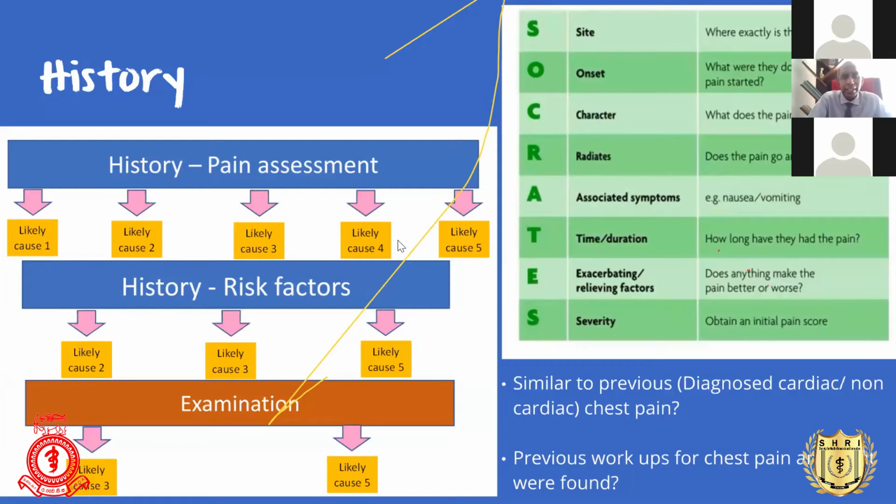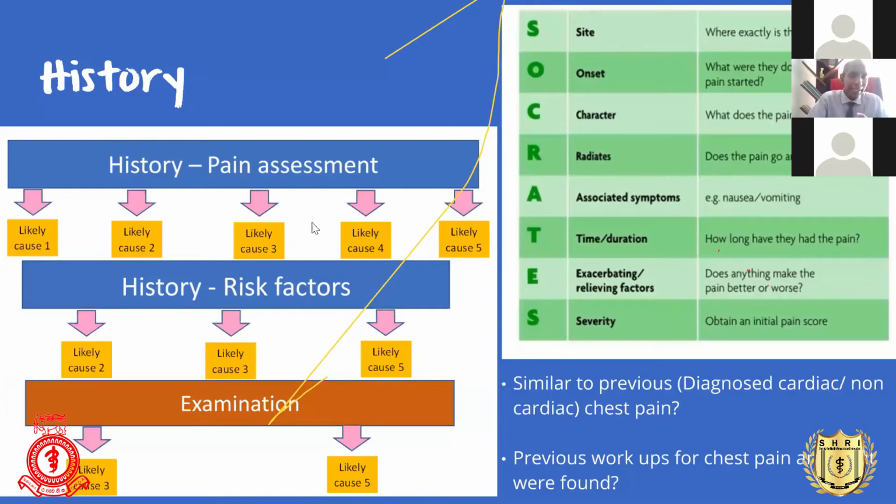From that history, you can have some idea. This pain sounds like this pathology, sounds like this, sounds like this. We can put it into some box of etiology so that you have some idea where you're going. And then in the history, we assess the risk factors. What are the risk factors if this patient's pain is suggestive of acute coronary syndrome? So what are the risk factors this patient has? And if this pain sounds like pulmonary embolism, so what are the risk factors?